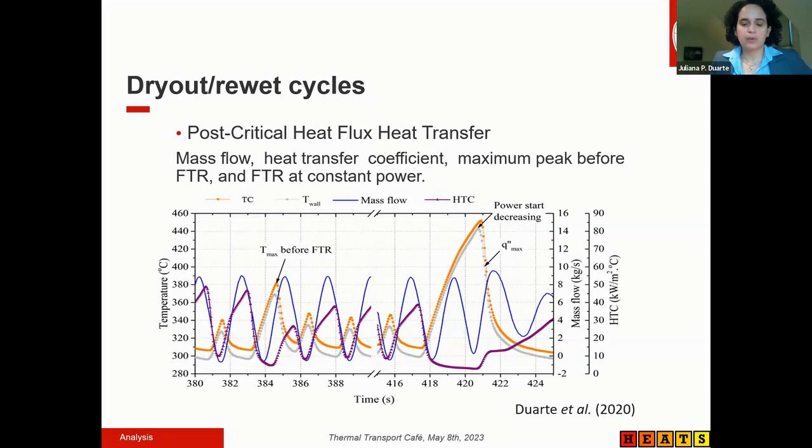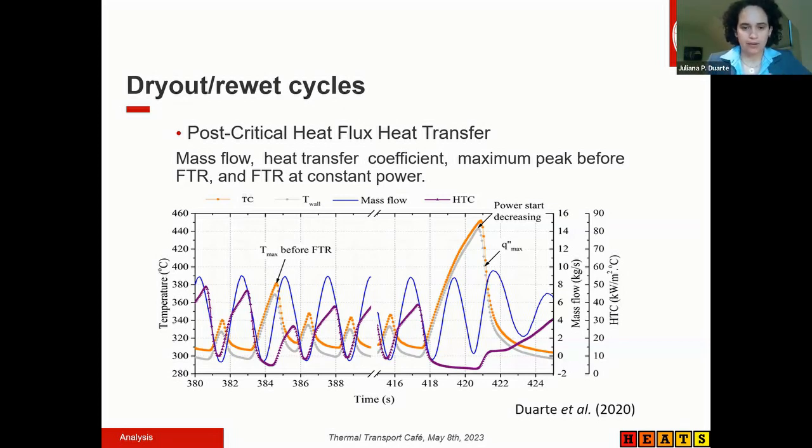The first thing that we did to analyze this data was to understand what was the main variable driving this failure to rewet. So the first thing was to look at the mass flow, the heat transfer coefficient, the maximum temperature before we had the failure to rewet, and the failure to rewet itself.